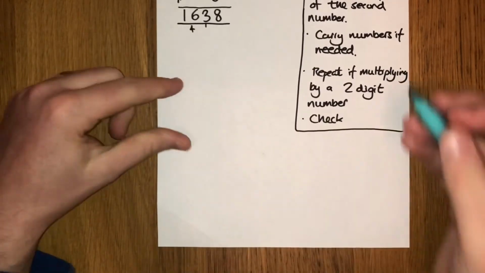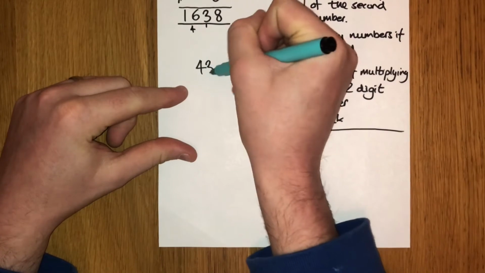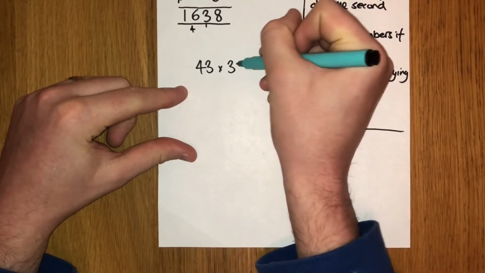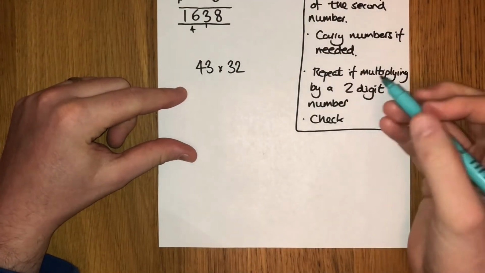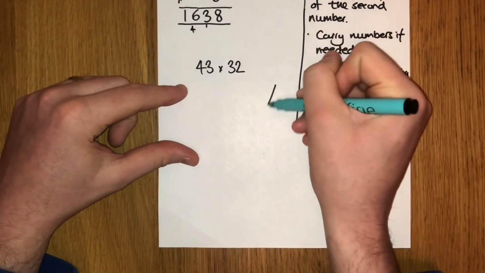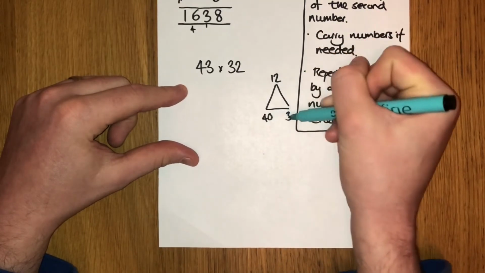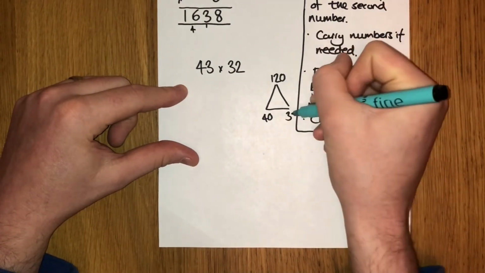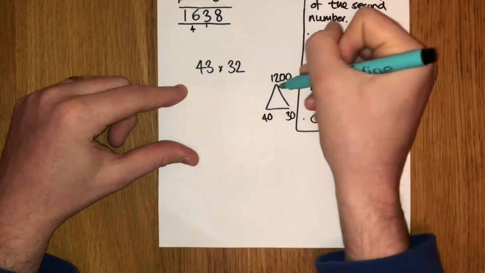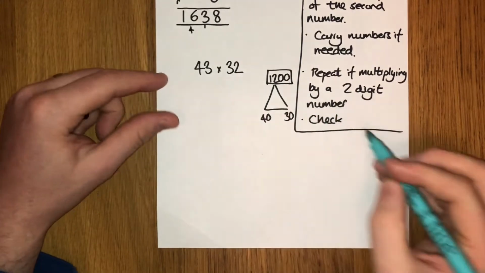Next one. Let's say I've got something like 43 times by 32. So 43 times 32, well, that's close to 40, and that's close to 30. So 4 times 3 is 12. So 40 times 30, I need to times that by 10. My answer is going to be somewhere around 1,200, but will be a bit bigger because I've got the 3 and I've got the 2 from that.